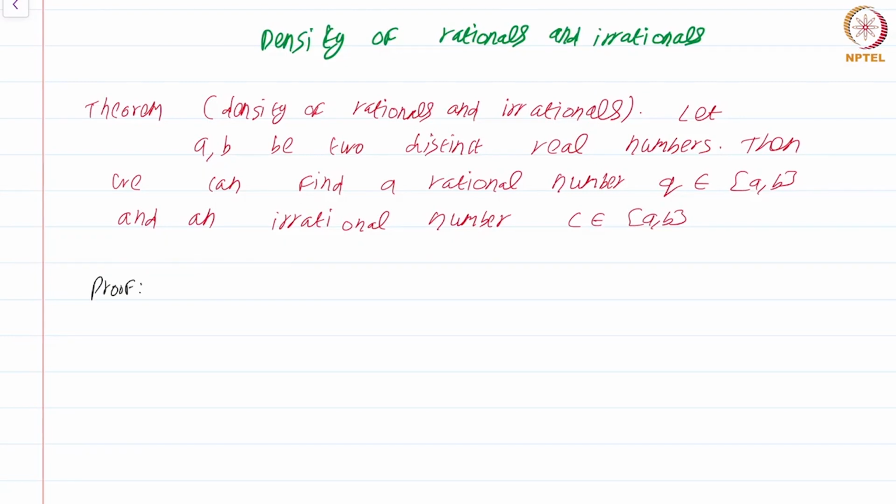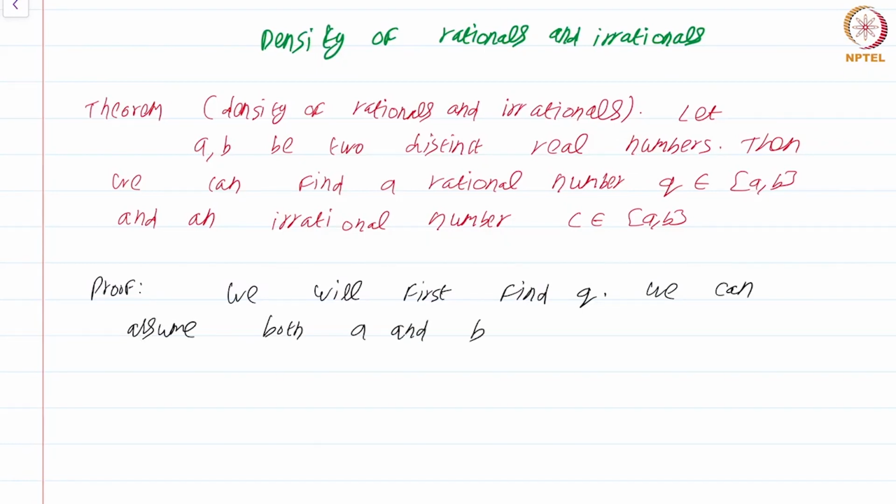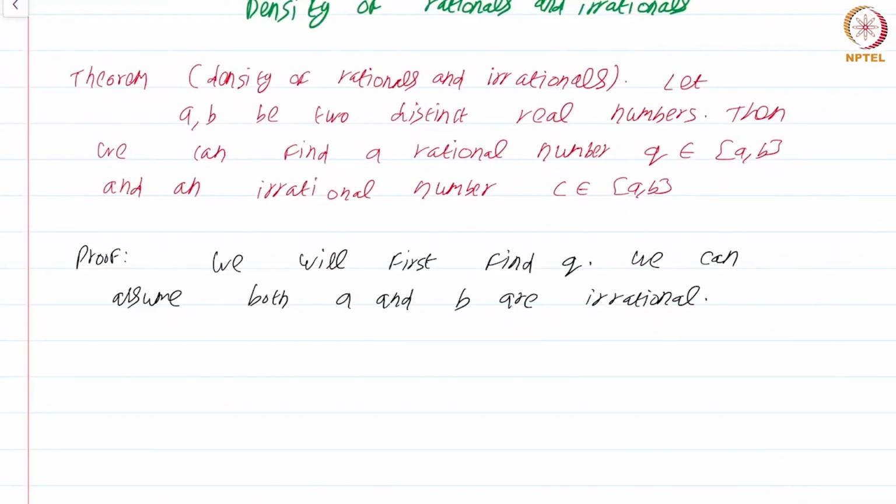Okay, we will first find q. Now we can assume both a and b are irrational. Please pause the video and think about why we can make this assumption in this case. Hope you figured out that if either a or b is rational, then you can just choose that to be the required rational number q.